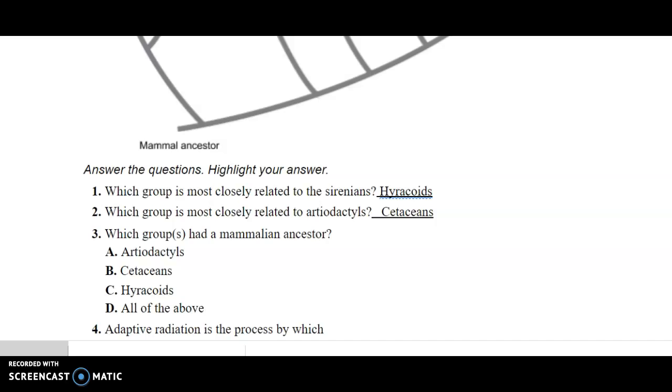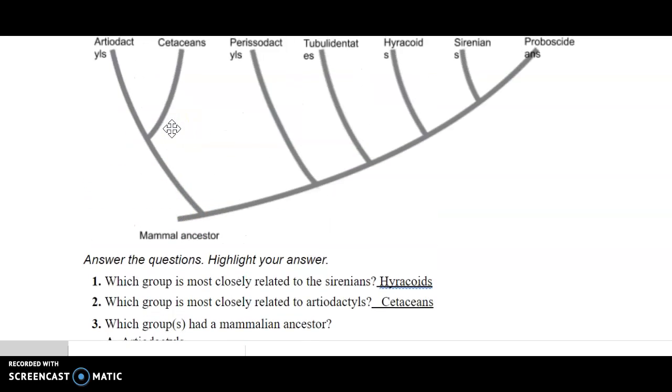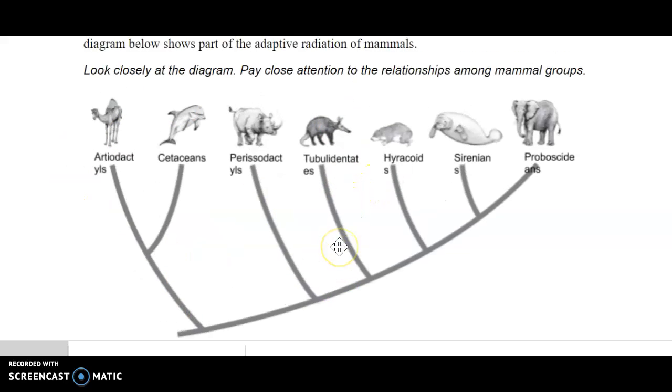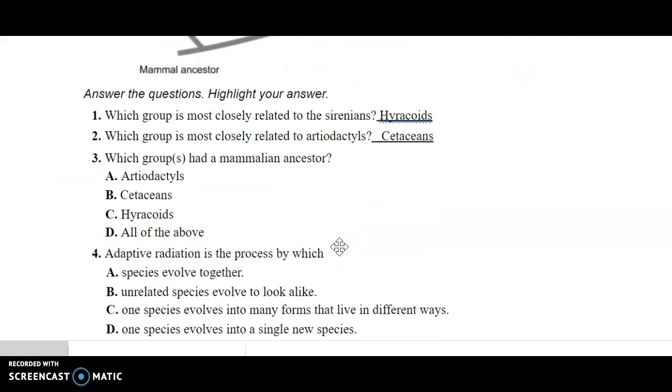Number 3 says, which group has the mammalian ancestor? And it lists those. Well, the mammalian ancestor is right here. It could be what we call a primitive trait. They all have a mammalian ancestor. So the mammalian ancestor is down here. It's on that main trunk there that goes to everybody. So everybody would. That would be all of the above.